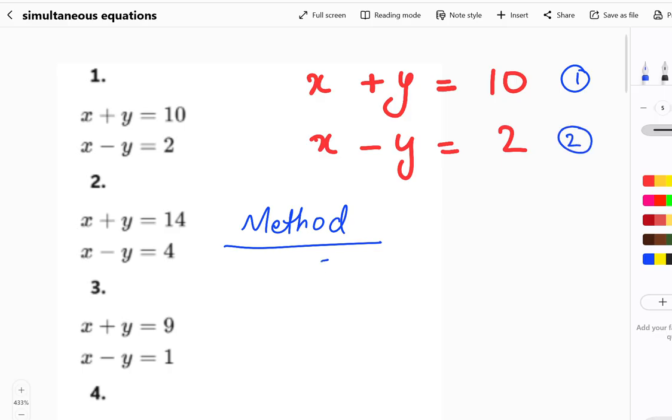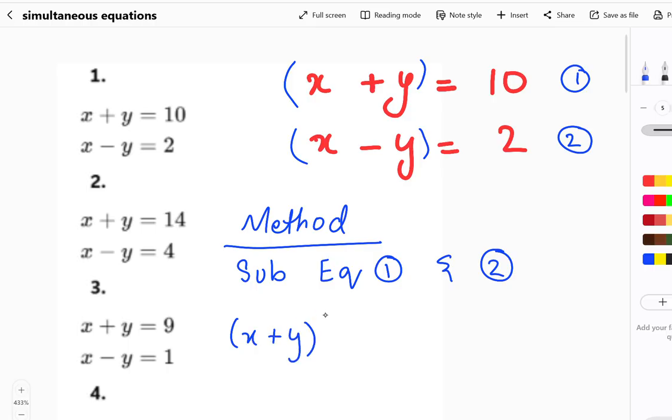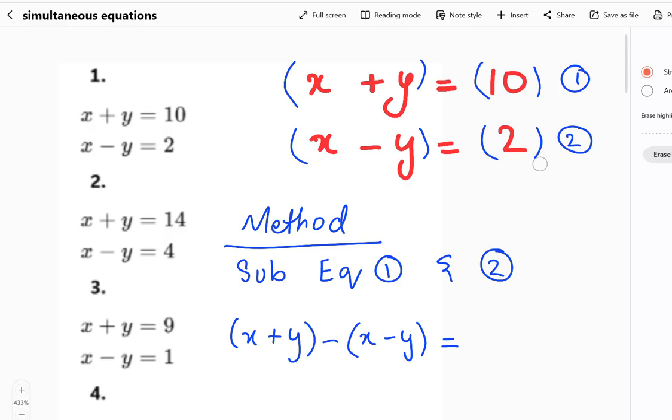And what am I going to do? I'm subtracting equation 1 and 2. So I'm going to write the whole thing in brackets so that you don't confuse it. X plus y, the left hand side of equation 1, take away the left hand side of equation 2, x minus y. Now, what comes next? The equal sign. Now, again, the right hand side, take away the right hand side. That's what we have to do.